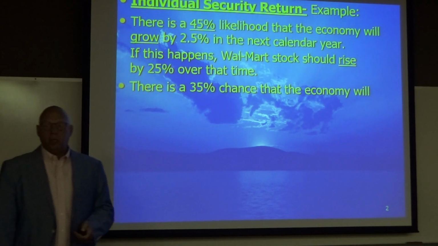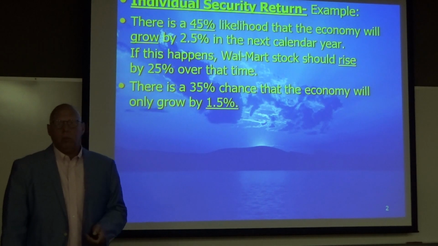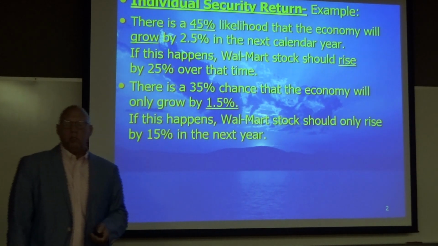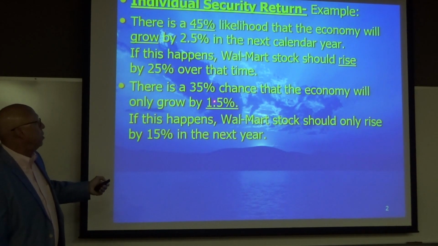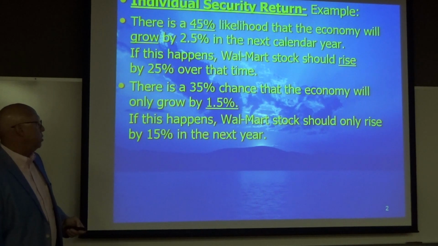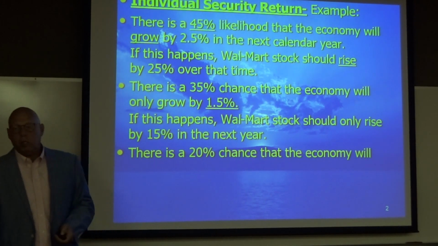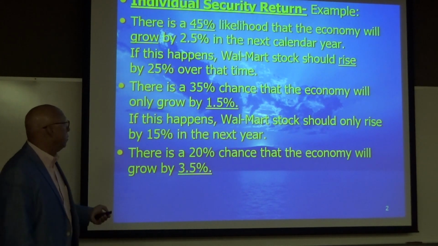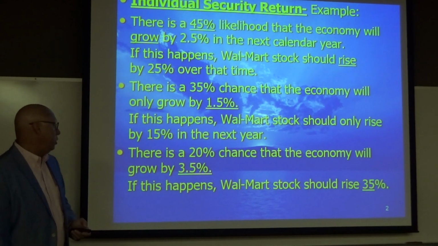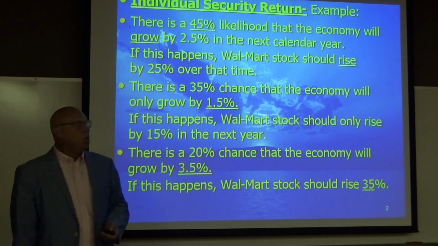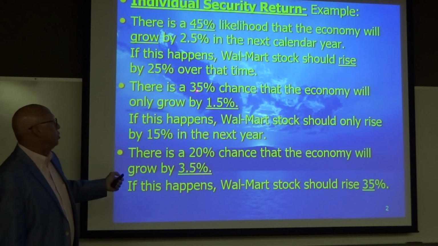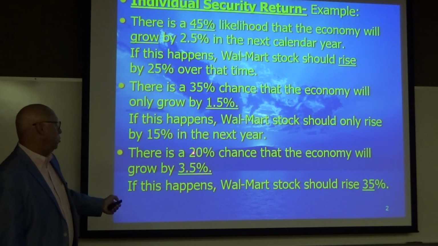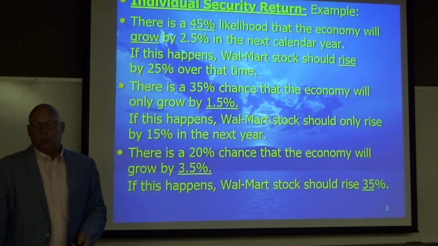There's a 35% chance that the economy will grow by 1.5%, a little bit slower, and if that happens, then Walmart stock should only rise about 15%. So we've got a 45% chance of 2.5% growth, 25% increase in Walmart stock, 35% chance of 1.5% growth, which would be a 15% rise in the stock price, and then a 20% chance that the economy will grow by 3.5%, which is kind of an average year. If this happens, Walmart stock should rise 35%. So if you want to boil it down, we have a 45% chance of a 25% increase in Walmart, a 35% chance of a 15% increase in Walmart, and a 20% chance of a 35% increase in Walmart.